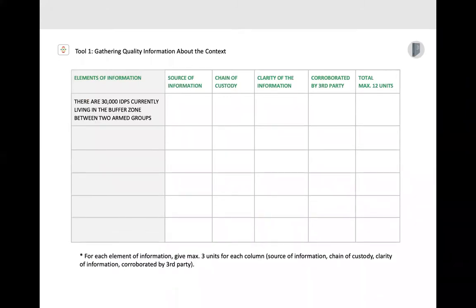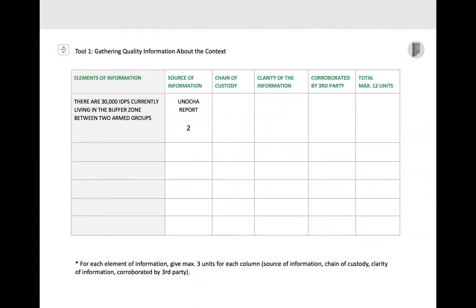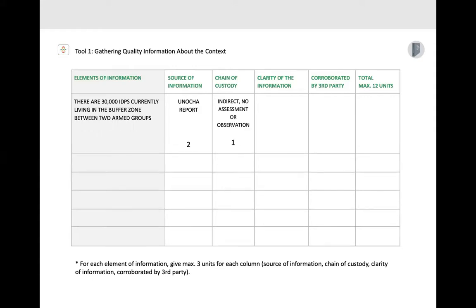An example of our piece of information, this is something that comes up often at the beginning of a response. There's how many IDPs, where are they, those factors. So 30,000 IDPs living in a zone between 2 groups. We might say the source was a UN OCHA report. So a good reputation. We can have some trust with OCHA. So I just said that was a 2 for this particular case.